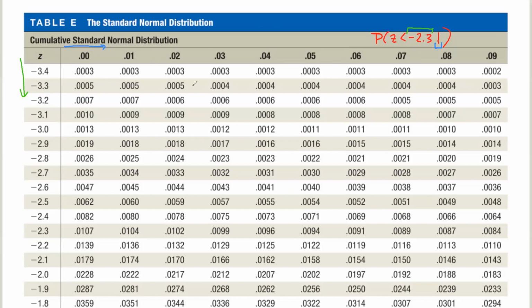So for ours, we need to find negative 2.3, which is right here. And then we need to find 0.1, which is right here, and figure out where they intersect, which is right here. So the probability that a randomly selected z-score would be less than negative 2.31 is about 1%, 0.0104.